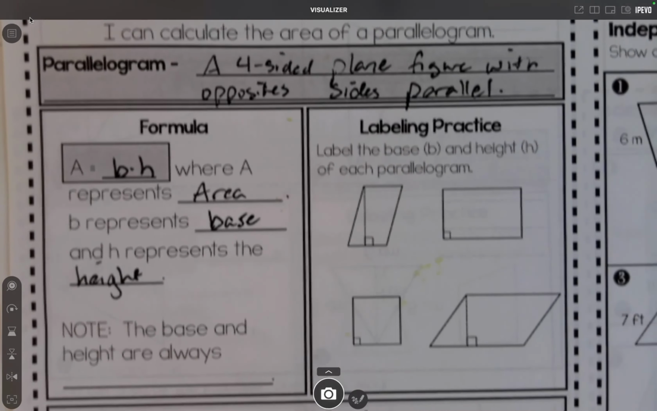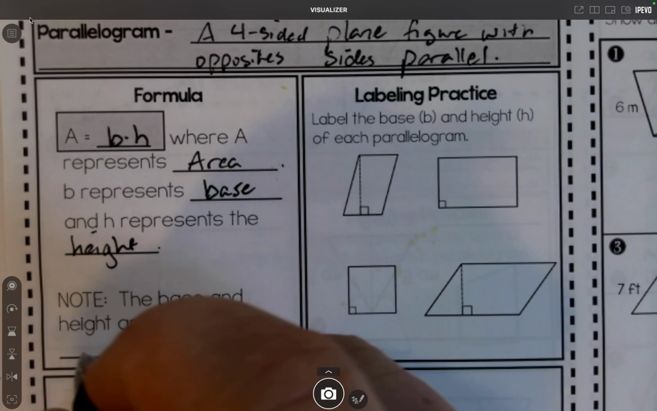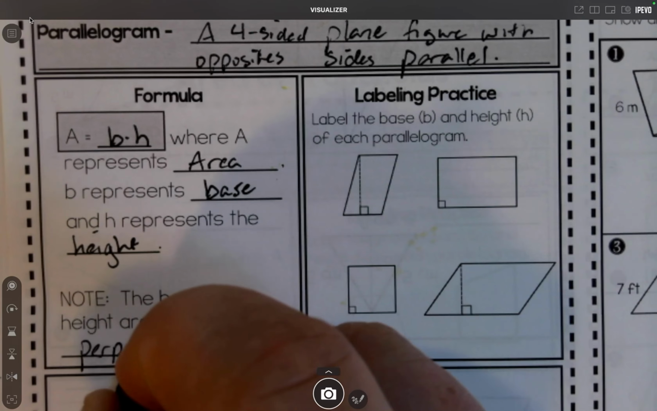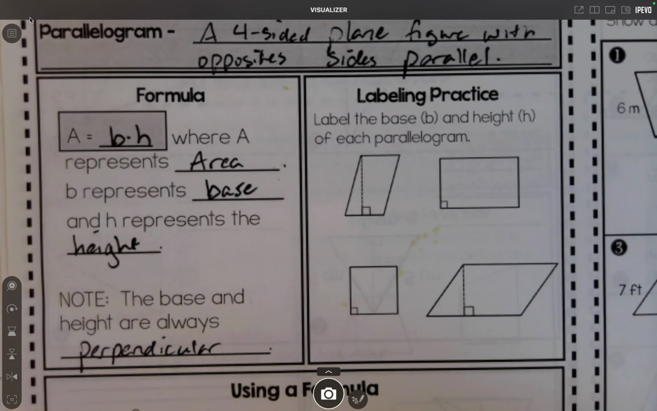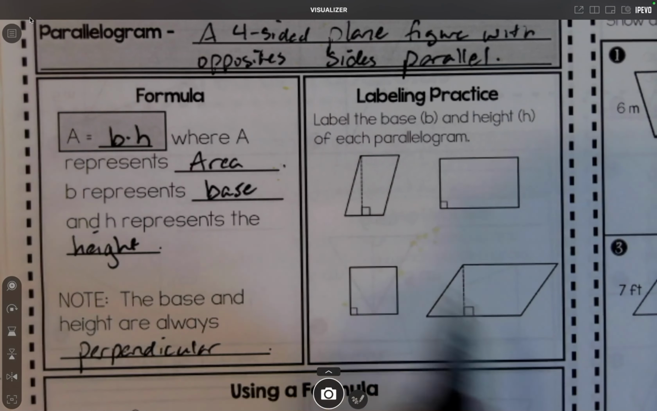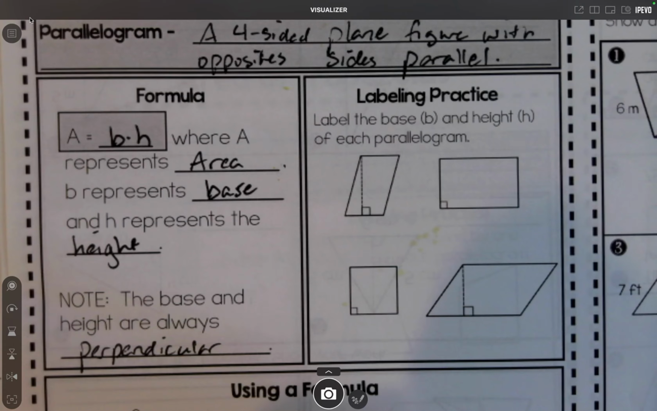But what's true with all the bases and height, no matter which parallelogram shape we're taking, is the base and the height are always perpendicular. So you notice we have a right angle showing in all of these. That helps us figure out where the base and the height can be found.